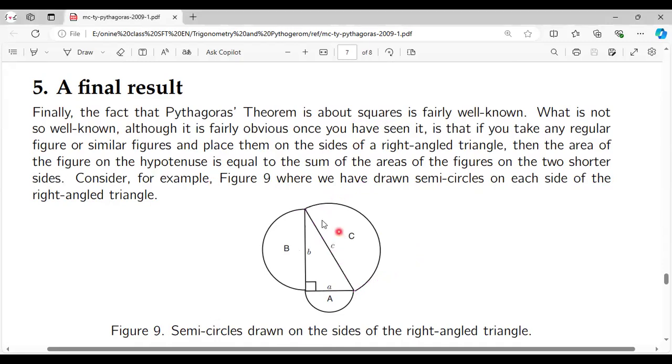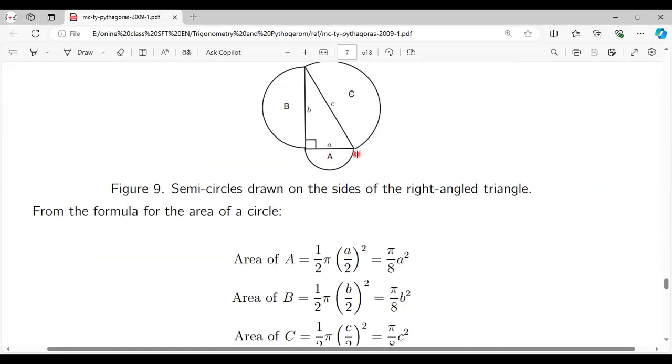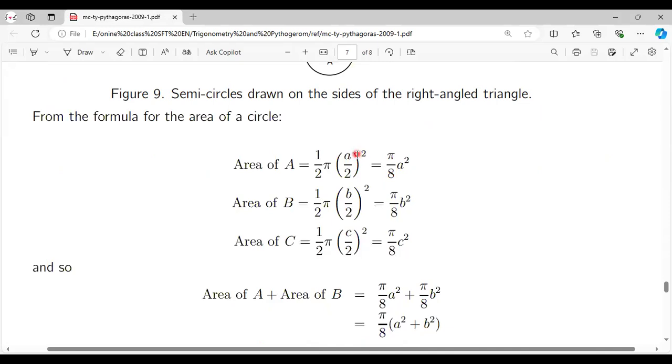you can actually use the semicircles, right? You can use these semicircles with the diameter, taking the diameter as per the length of the shorter sides or longer sides, right? This also satisfies the Pythagoras theorem equation, right?